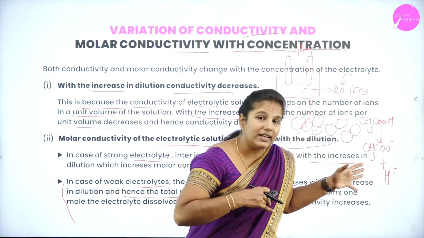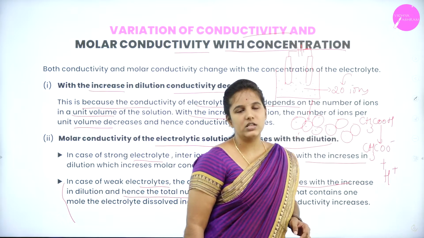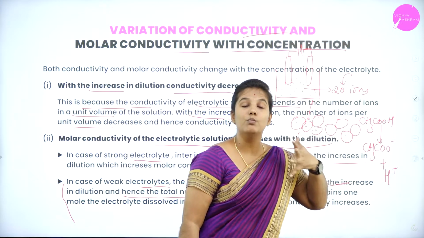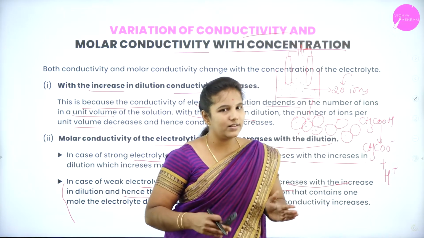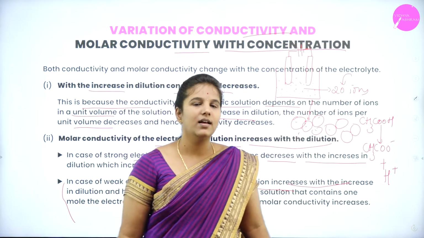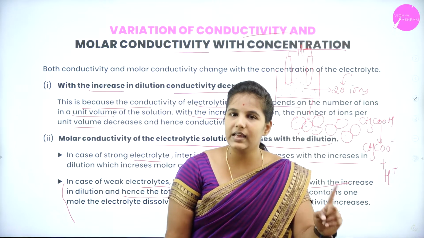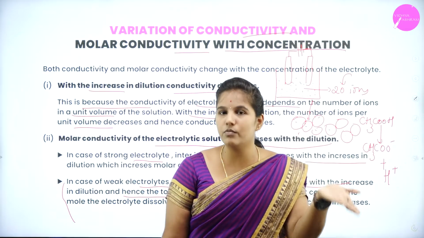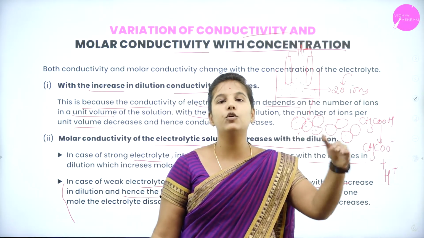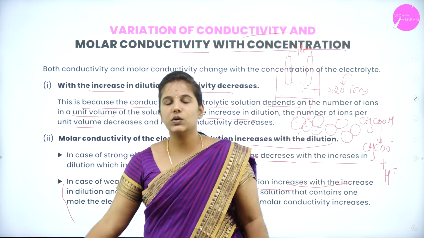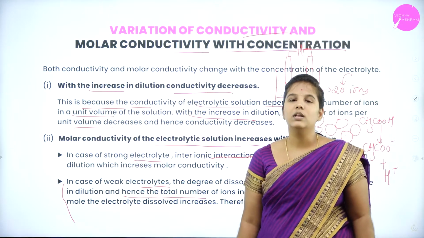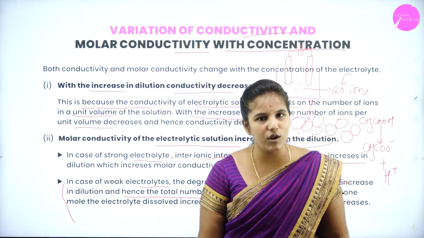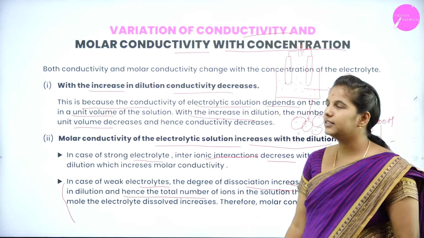So, with the degree of dissociation of the ions, if you dilute the solution, the ion formation will become more and more. If there are more ions in the solution, there will be more conductivity. That is why in the case of a weak electrolyte, because the degree of dissociation of the ions is more, the conductivity will be more even when you dilute the solution. So this is what says how the concentration varies the conductivity as well as the molar conductivity. Hope you have understood this topic.